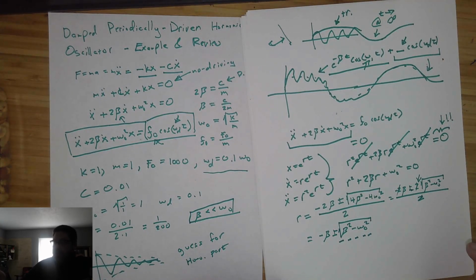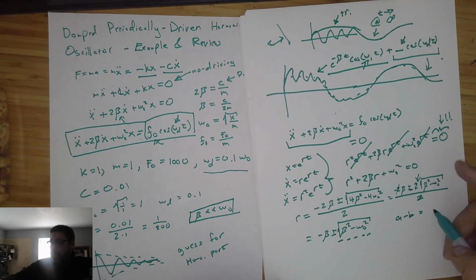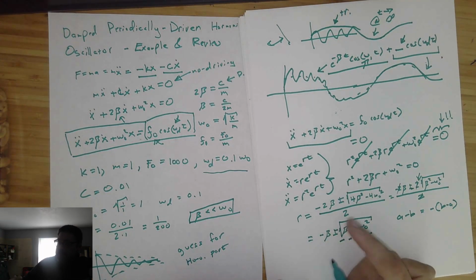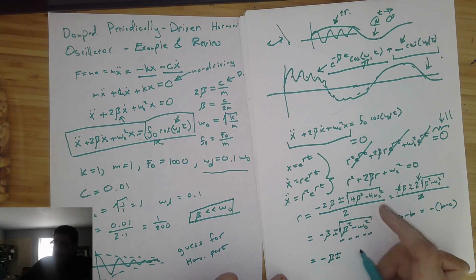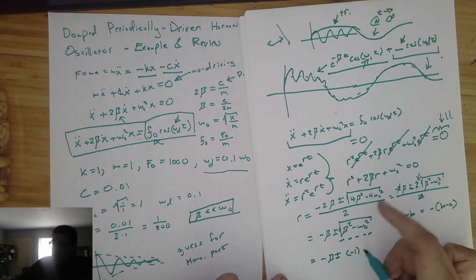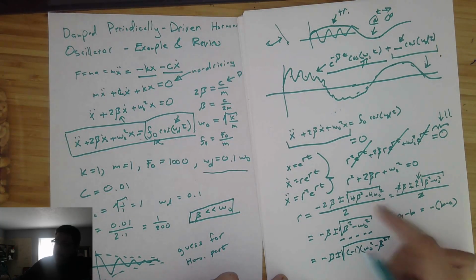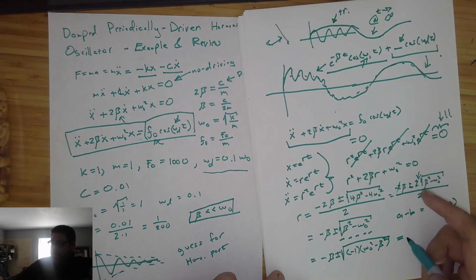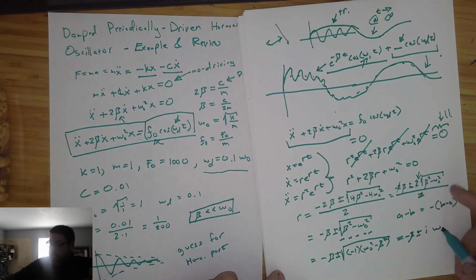So we can always play a trick and say a minus b equals minus b minus a, and we're going to do that same thing here. So we're going to do minus beta plus or minus the square root of minus 1 times omega naught squared minus beta squared. And what's the square root of minus 1? It's just i. So we have minus beta plus or minus i times the square root of omega naught squared minus beta squared.